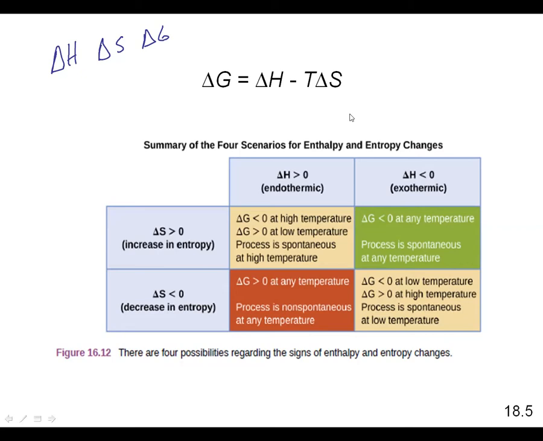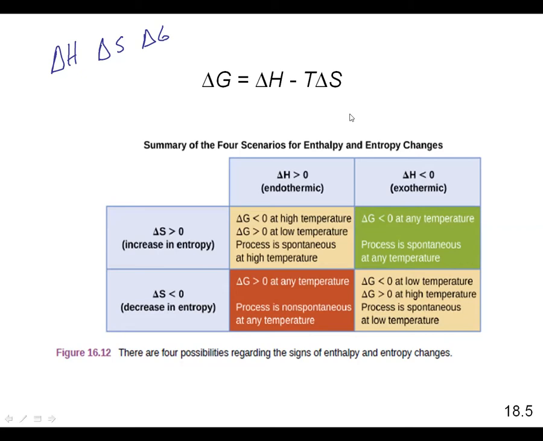Again, delta S is a little bit different than some of the other ones there. When the entropy increases, delta S actually gets a more positive value, while when the entropy decreases and things become more ordered, it actually becomes more negative. So sometimes it's a little bit backwards for people to think about.